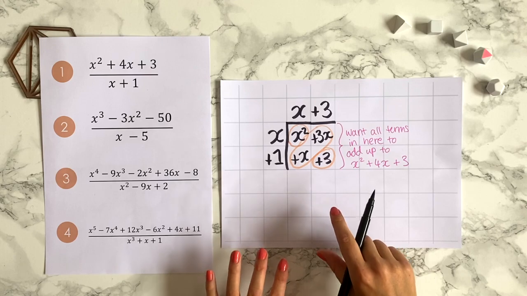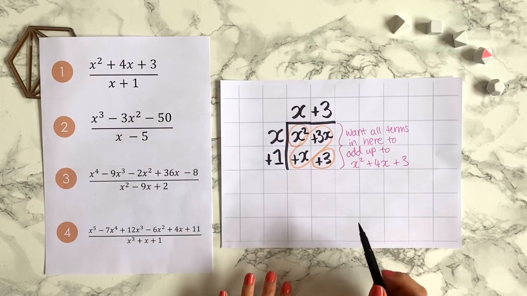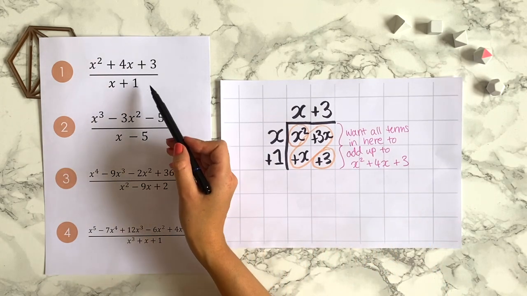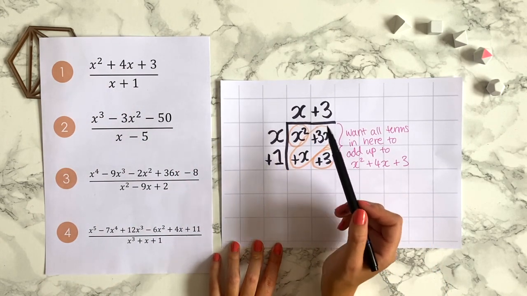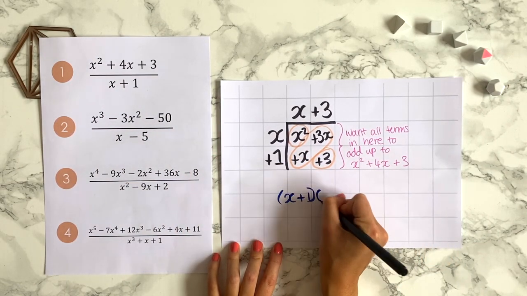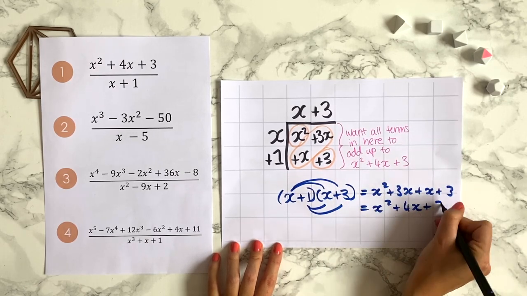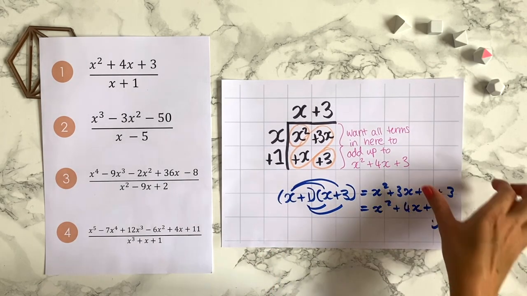And as a side note, remember you can always check your answers to polynomial divisions because we should have that x plus 1 times by x plus 3 equals x squared plus 4x plus 3. And by doing some quick workings, we can see that indeed this is the case. So that's just a second check that we've got the right answer.